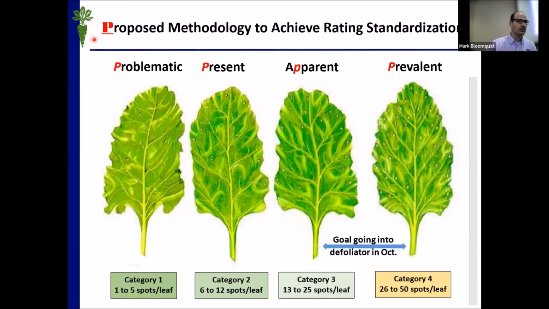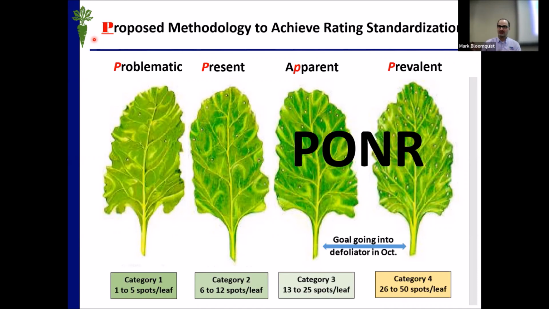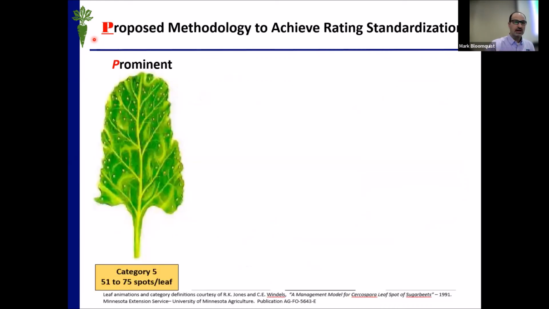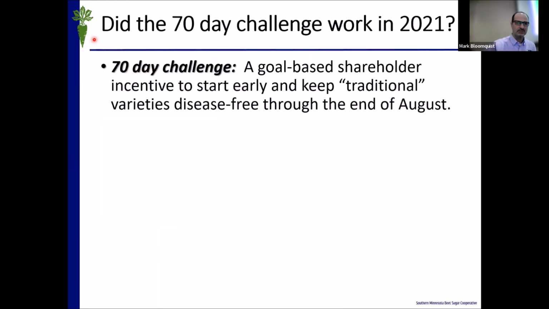I do want to make sure that you remember that 3 and 4 is the goal for going into defoliator in October, because that is the point of no return. Once you reach 3 or 4, it slides pretty quickly into the abyss. Whereas the goal for the end of August is probably in the category 1 to 2. I might add that I also say that number 5 is prominent. If it's even above prevalent, it's probably reached the prominent stage, okay?